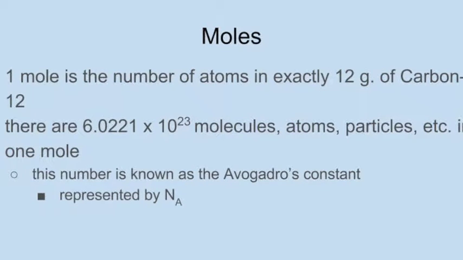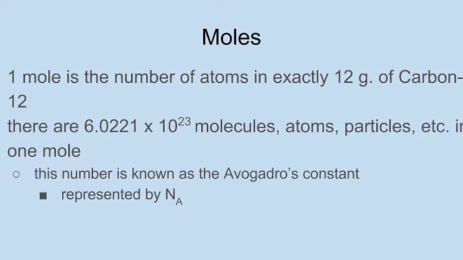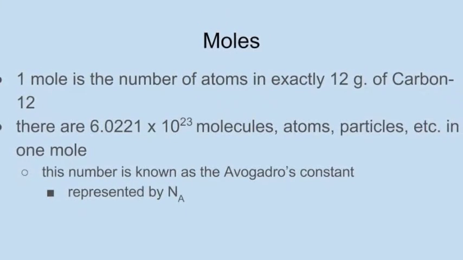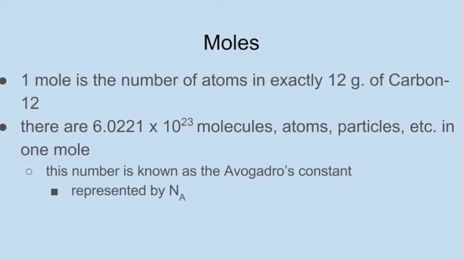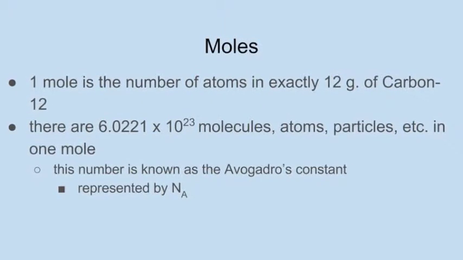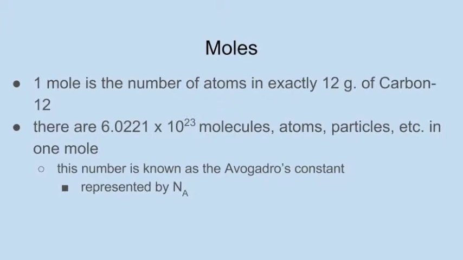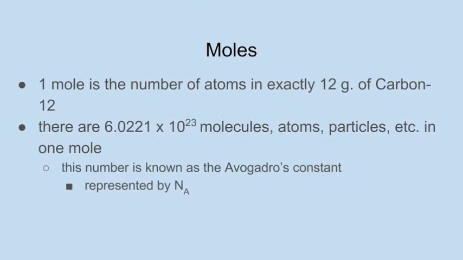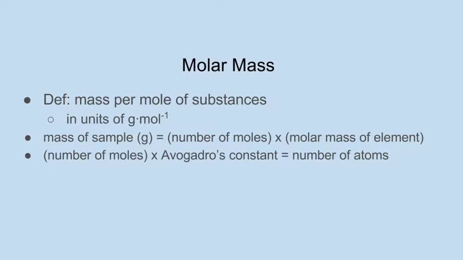The first concept is learning what a mole is. 1 mole is the number of atoms in exactly 12 grams of carbon-12. 1 mole also has 6.0221 times 10 to the 23rd power of molecules, atoms, particles, etc. This number is also known as Avogadro's constant and is represented by the variable N subscript A.